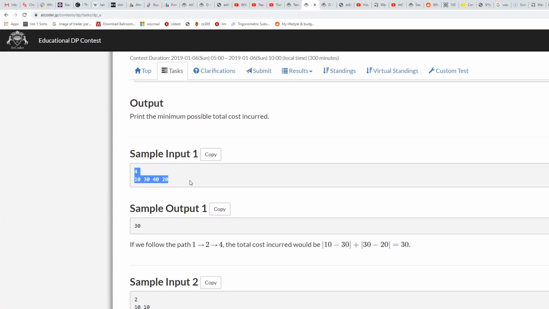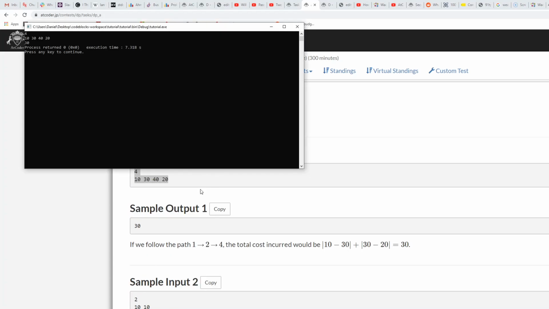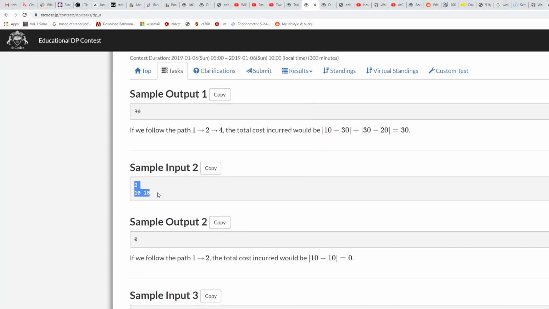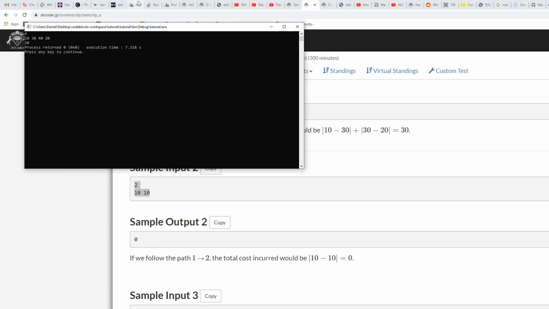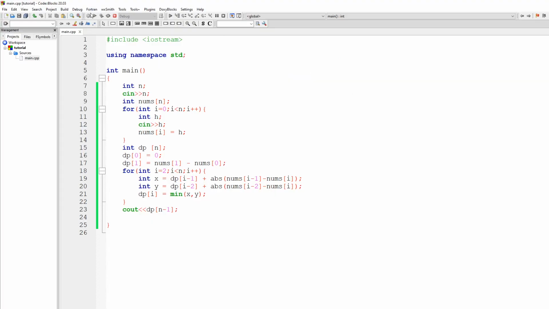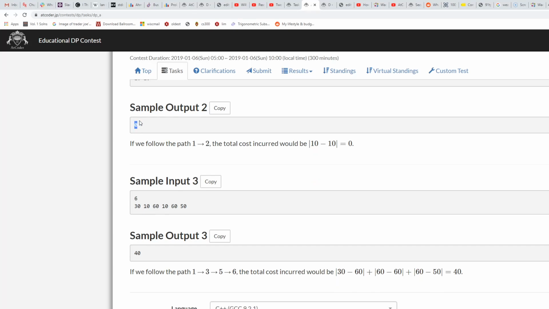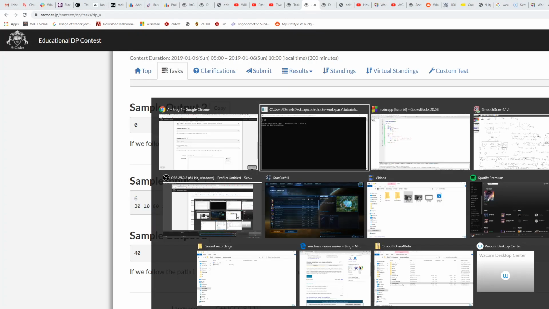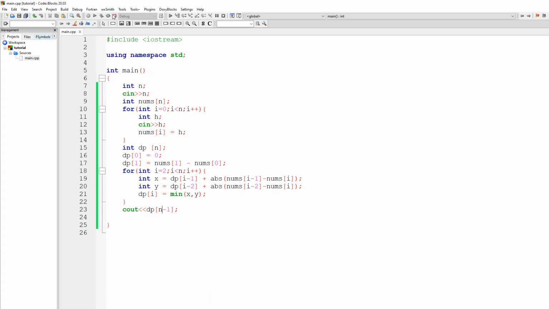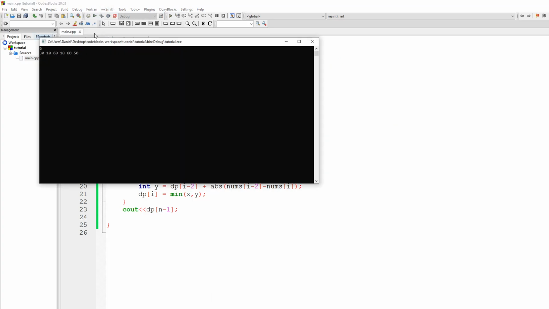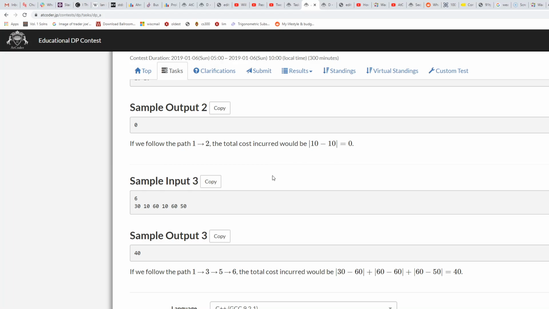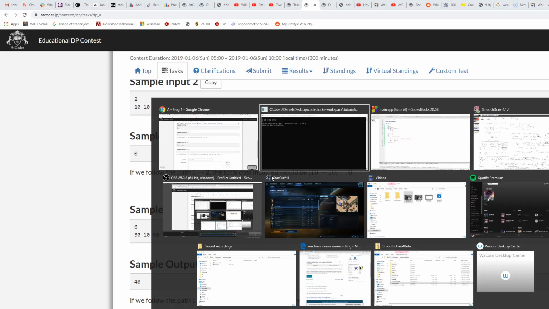All right, sample input here. Let's try it. Gives us 30. Sample input here. 0, which is what we wanted, and then other sample input here. 20.